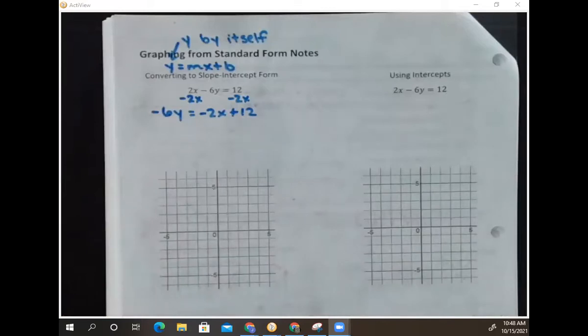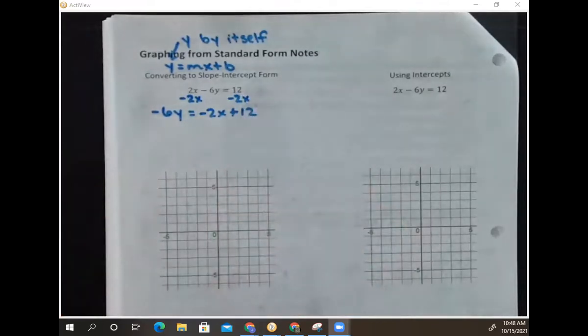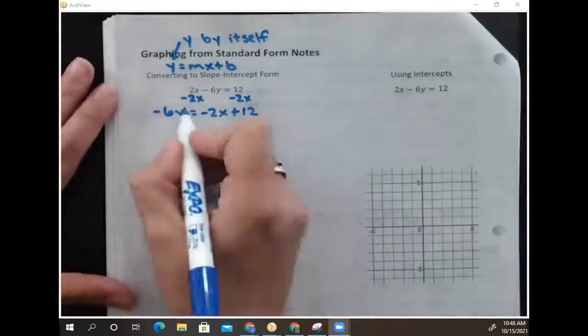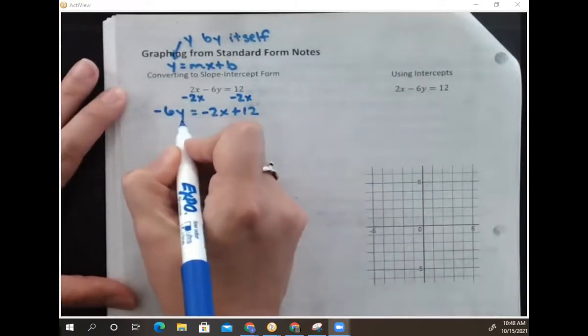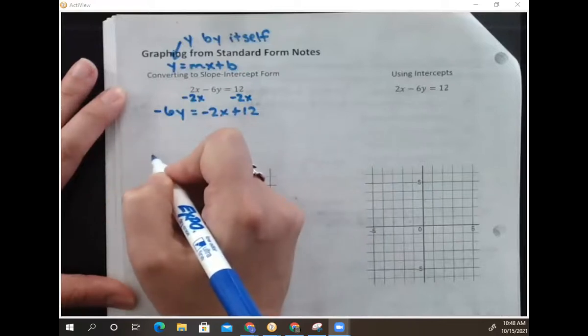Be very careful with your signs. I also want to point out that I did not combine the 12 and the negative 2x. They're not like terms, so I can't put them together. Okay, they have to stay separate. And now I've got the y term by itself, but y isn't by itself. Right? It's got that coefficient of negative 6 hanging out in front.